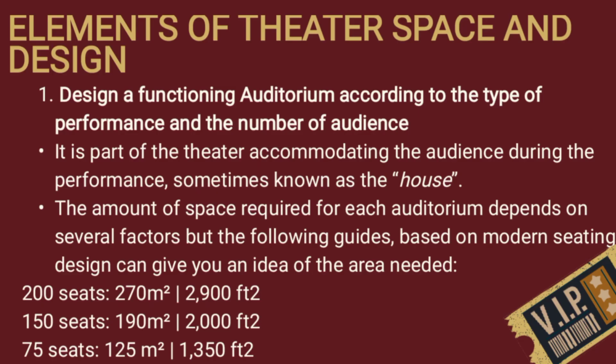Okay, so now we have here the elements of theater space and design. First, we have a functioning auditorium according to the type of performance and the number of audience. It is a part of the theater accommodating the audience during the performance, sometimes known as the house. This house is the area that most of us know as the backstage area, where the actors and the performers prepare themselves.